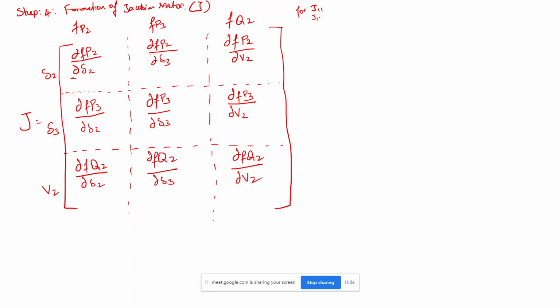J11, J12, J13. All depend upon which equation? From which equation do we need to derive? FP2, sir. And differentiate with respect to what here? With respect to del 2, del 3, and V2. First del 2 and give this value here, and the same equation with respect to del 3 and with respect to V2. So differentiate that and apply the values here. You will get J11, J12, J13.